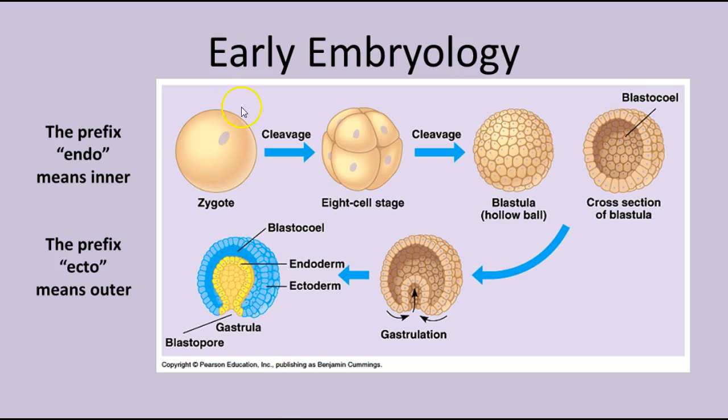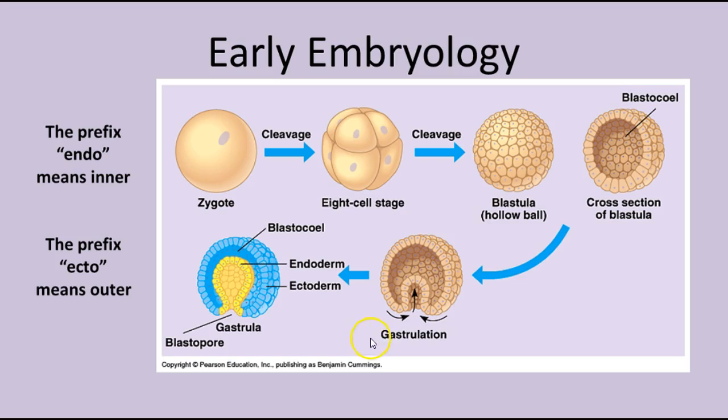You can see here that that process continues, zygote, through eight stages, and eventually you have, think of a tennis ball that's hollow in the middle, and then eventually you have an opening. That opening is going to become part of the animal's systems. We know the prefix endo means inner, and the prefix ecto means outer. So you're going to have an endoderm found here in yellow, and the ectoderm found here in blue.